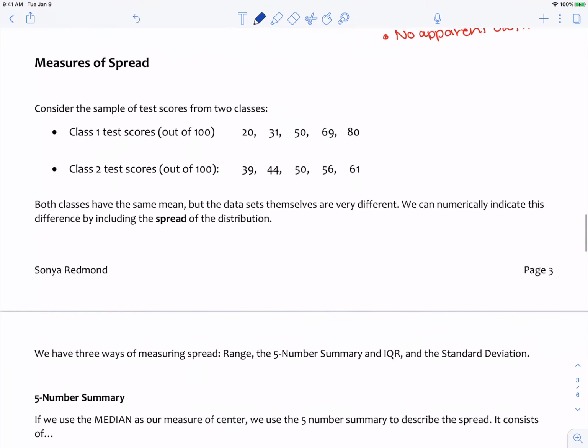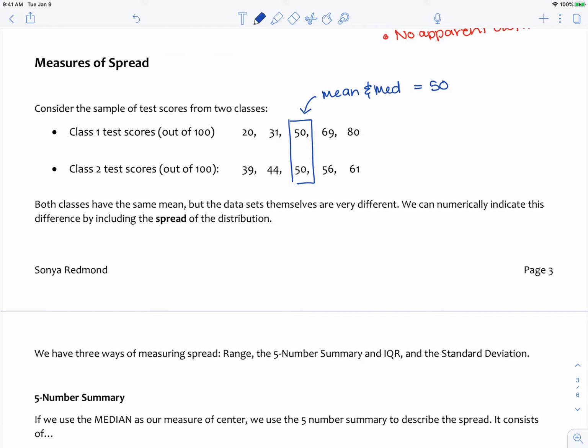Okay. So now moving on to measures of spread, let's start by thinking about these two class score data sets. These are scores out of 100 that were in these two different classes. What's funny about this is we're going to have these middle values. So 50 is both the median, and if we did the calculations, we'll find that the mean and the median are equal to 50. So both of the classes have the same mean and median. But the data sets themselves, you can take a look at it, are very different from one another.